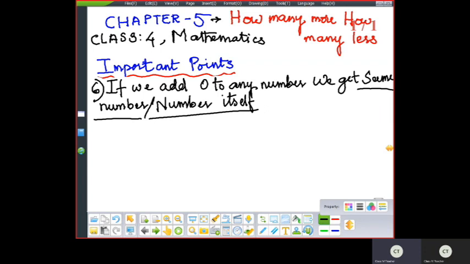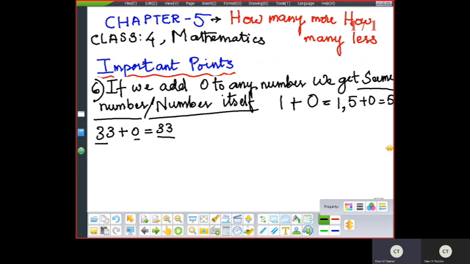Let me explain you with an example, students. Now I have taken a number as 1 plus 0. What will I get? 1. Now I have taken a number as 5 plus 0. What will I get? 5. Now let me take one more number, 33 plus 0. What do I get? 33. So like this, any number with 0 will give you the number itself or the same number.